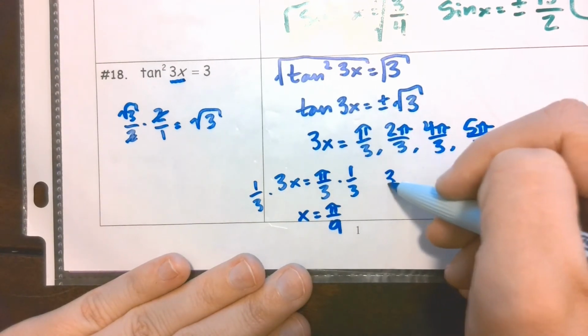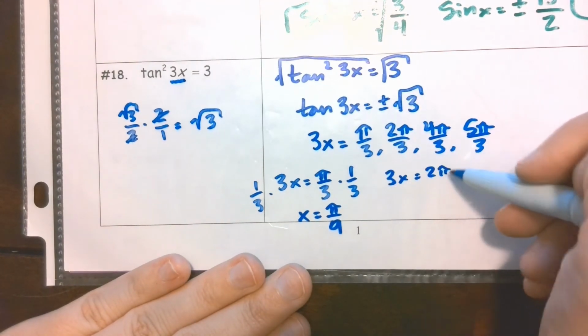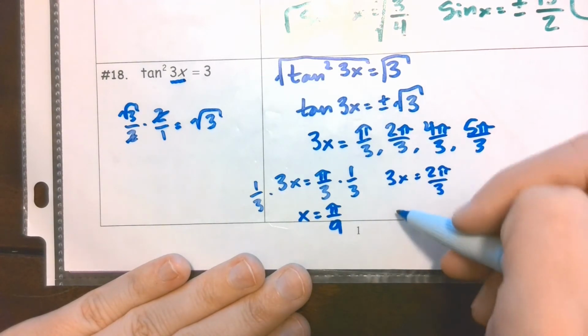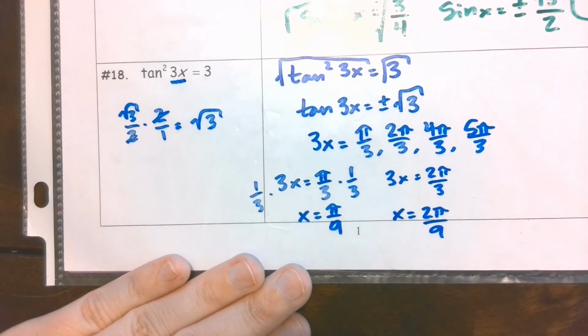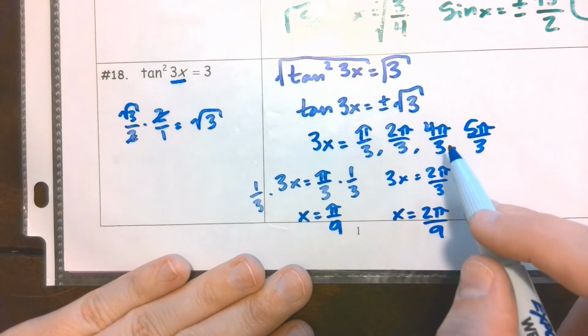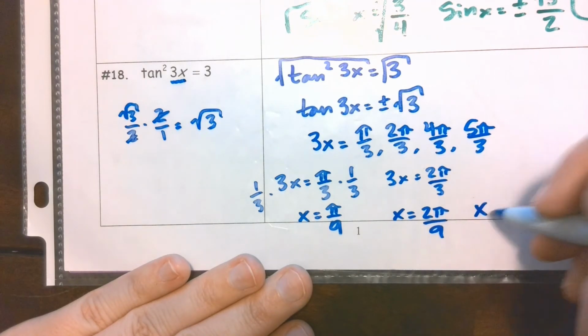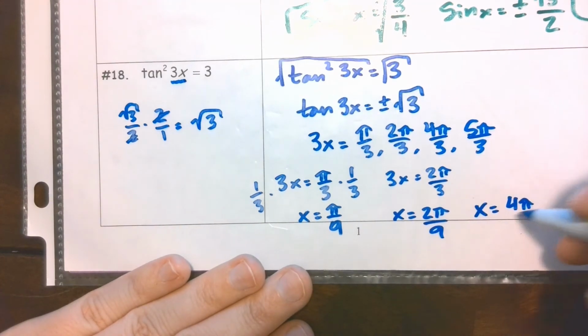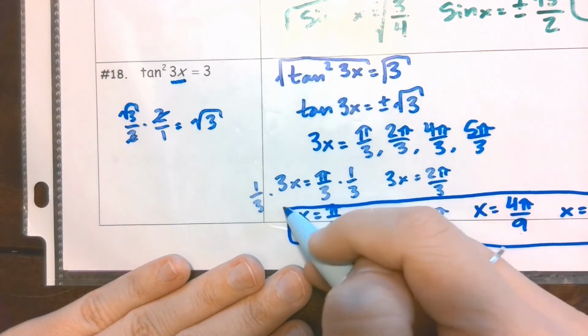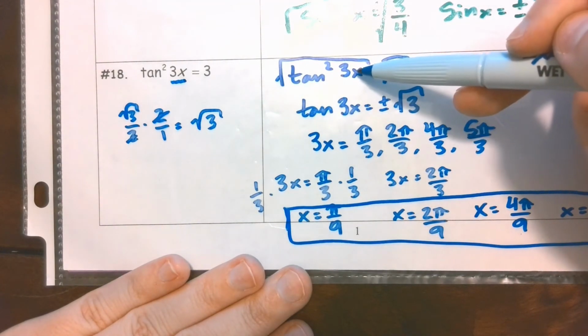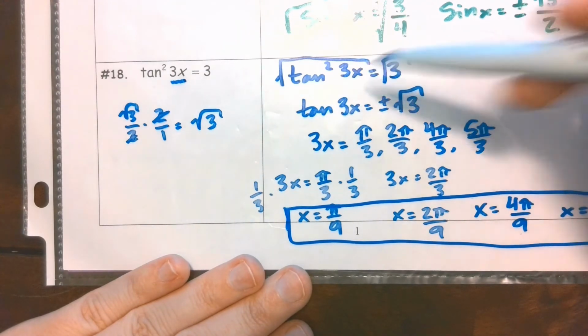Same thing when I say 3x equals 2 pi over 3. If I divide both sides by 3, I'm going to get x is 2 pi over 9. And we can see what's happening with each one of these. I'm going to end up multiplying by 1/3, so each denominator will end up being a 9. So I'll have 4 pi over 9 and 5 pi over 9 for the actual answer for x. That way, when I plug in 5 pi over 9 for x, I actually end up with 5 pi over 3 for that angle.